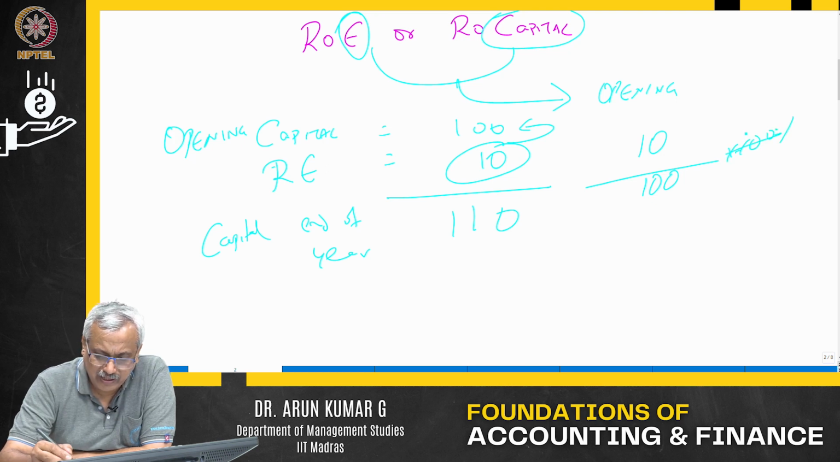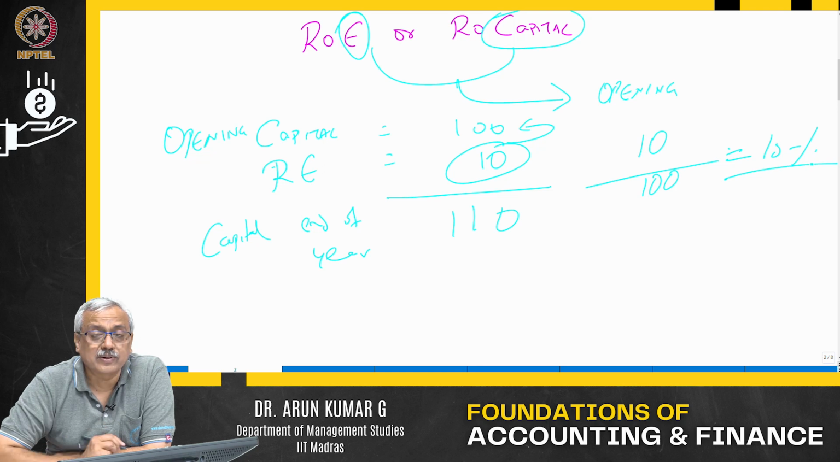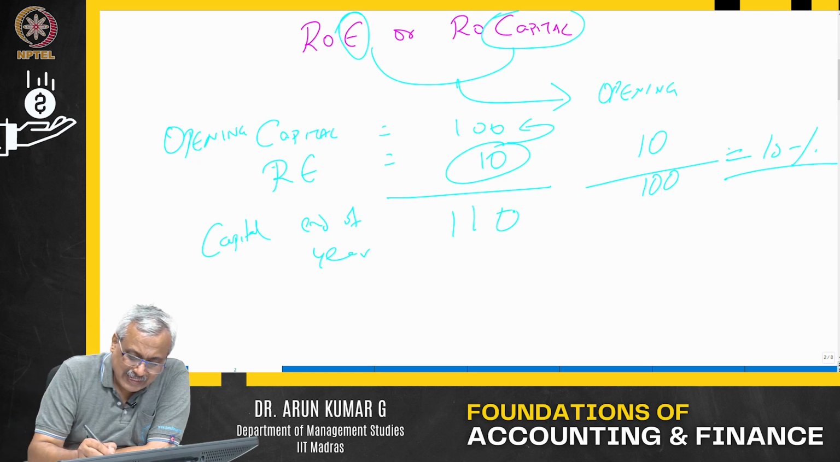So, $10 is the return on the investment of 100. How do you express it? Basically as a percentage, so I would say 10%. So, the closing capital makes no sense. You have to look at the opening.